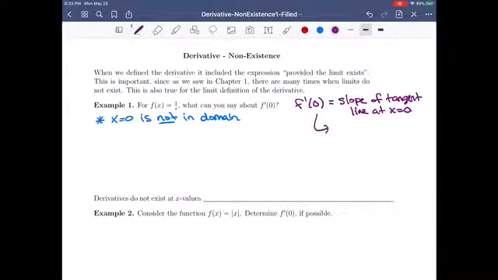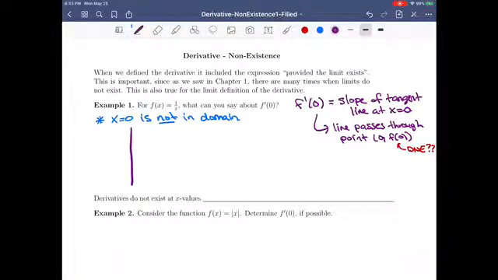So the tangent line passes through the point 0, f of 0. But f of 0 does not exist here. So what's going on? If we think about the graph of 1 over x, it's going to look something like this. We know that there is a vertical asymptote when x is equal to 0. So how can we have a tangent line that goes through a point that doesn't exist? This is not something that happens.